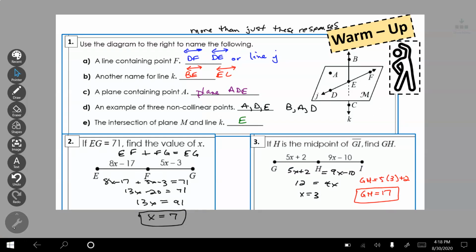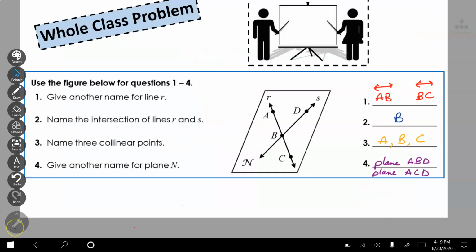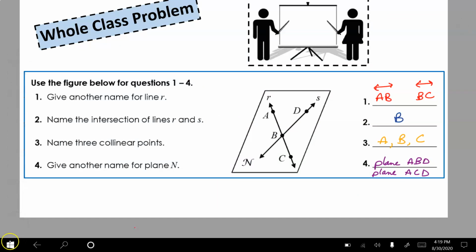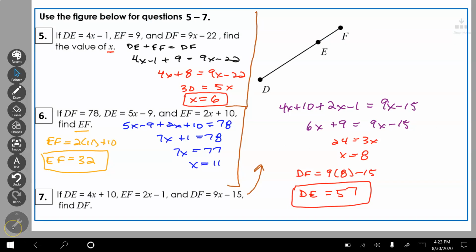So here are the results for this first page. Pause the video and look at it. And here are the results for page 2. Pretty basic, not too bad. And here are the solutions to the last page. Check them over, ask questions.